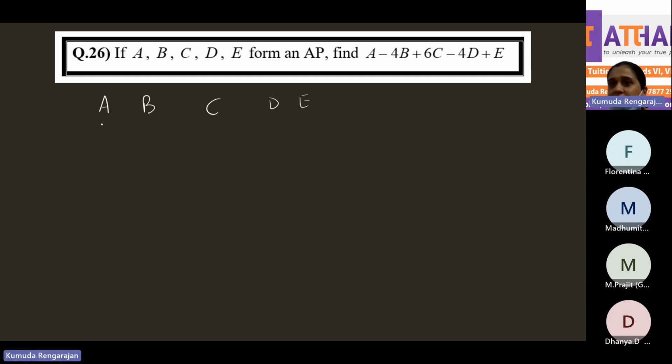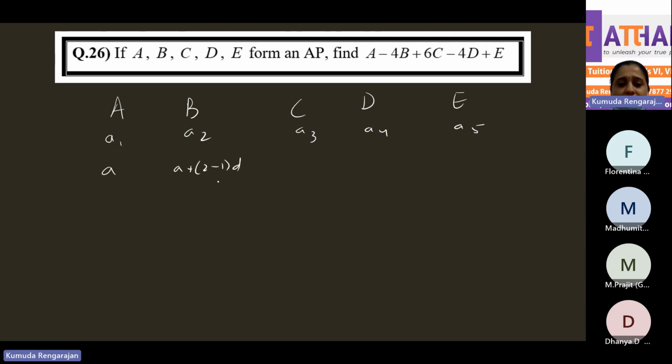So A is the first term, right? B is the second term, meaning A plus D, correct? C is the third term, A plus 2D. Now some of us are not still comfortable with this. See, A, B, C, D, E are the first term, second term, third term, fourth term, fifth term. So this is A plus n minus 1 into D. A plus 2 minus 1 into D, so A plus D it is. A plus 3 minus 1 into D, so A3 means A plus 2D. A4 is A plus 3D. A5 is A plus 4D. Correct? Now just substitute.